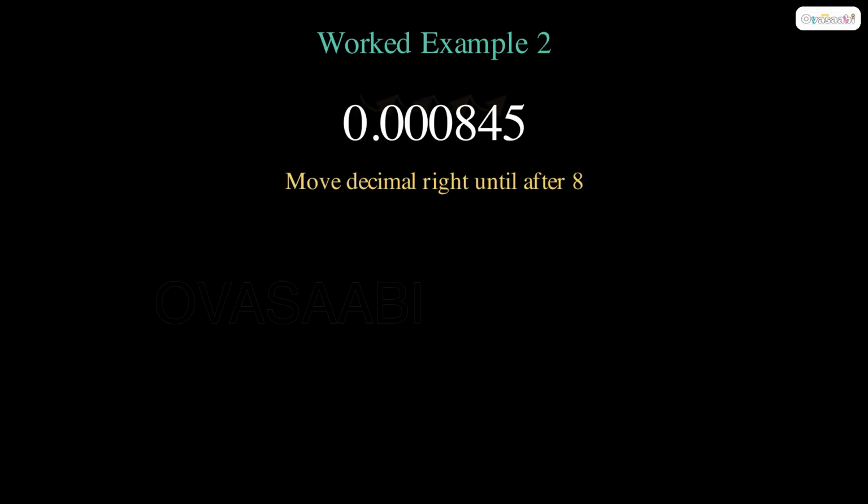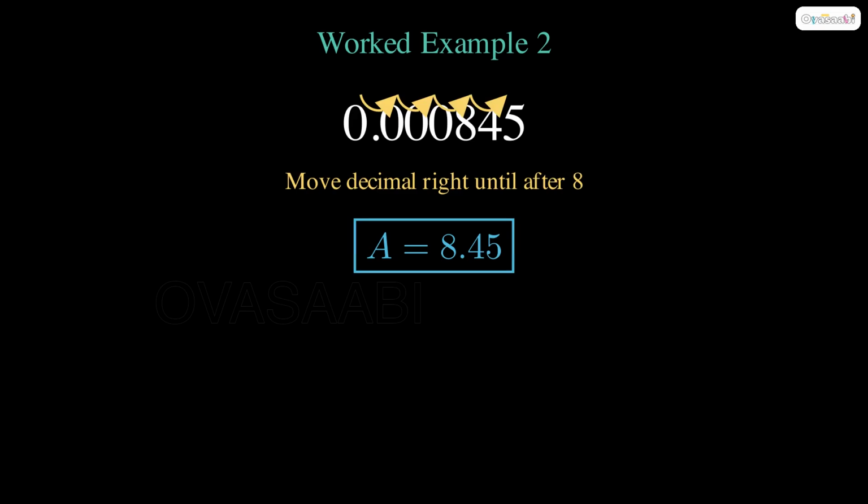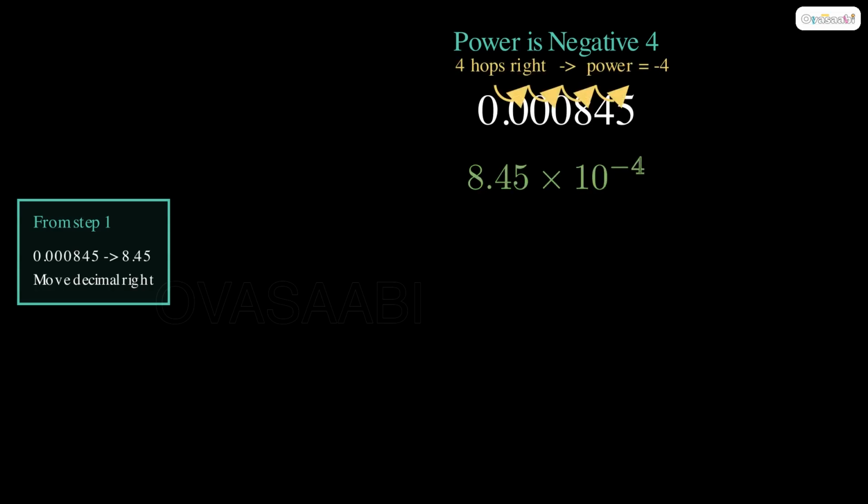Worked example 2. Write 0.000845 in standard form. Move the decimal right until just after the 8, giving a equals 8.45. The decimal moved 4 places right, so the power is negative 4. Answer: 8.45 times 10 to the minus 4. Notice it has 3 significant figures.